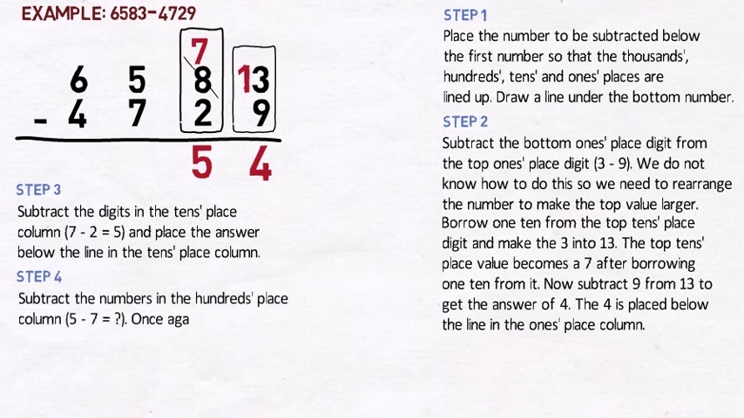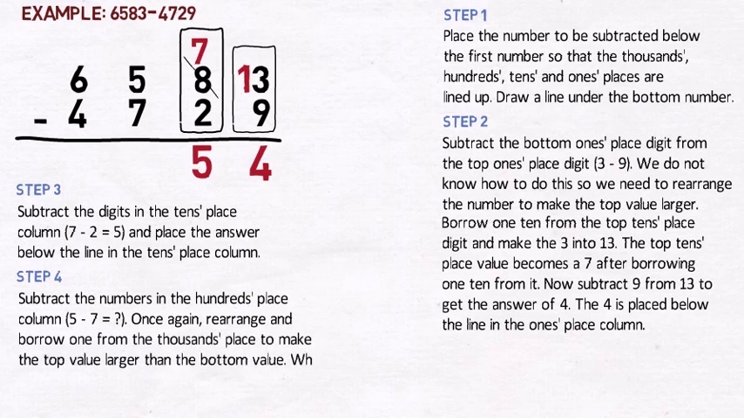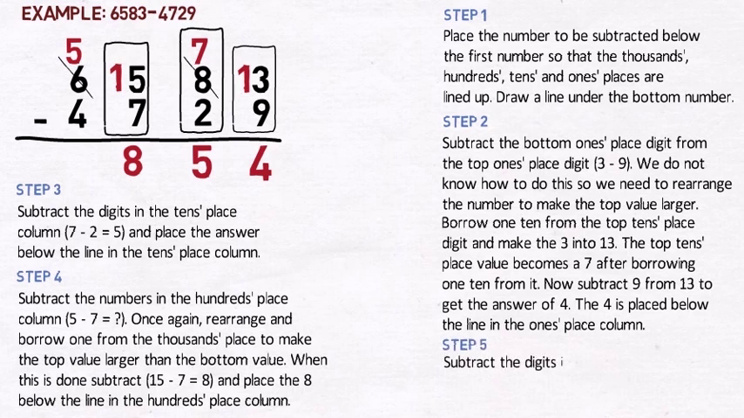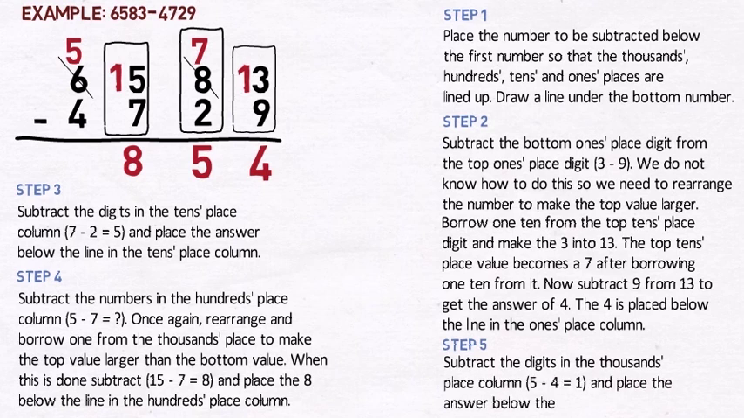5 minus 7. Once again, rearrange and borrow 1 from the thousands place to make the top value larger than the bottom value. When this is done, subtract 15 minus 7 equals 8 and place the 8 below the line in the hundreds place column. Step 5. Subtract the digits in the thousands place column. 5 minus 4 equals 1 and place the answer below the line in the thousands place column.